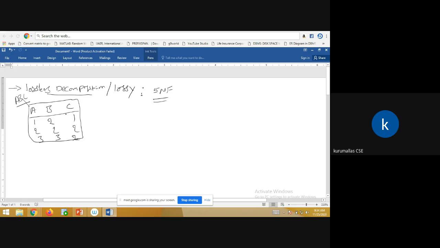Now I need to decompose this table into two more tables. How to divide? While decomposing this table into two more tables, the two tables should have a common column. Common column, right?